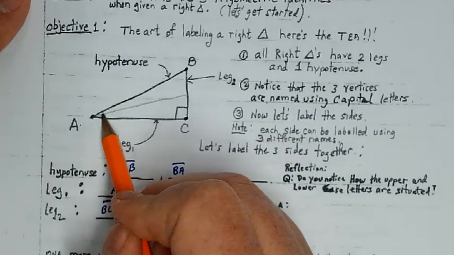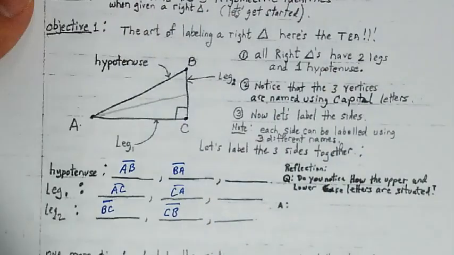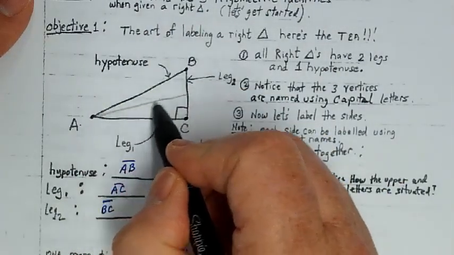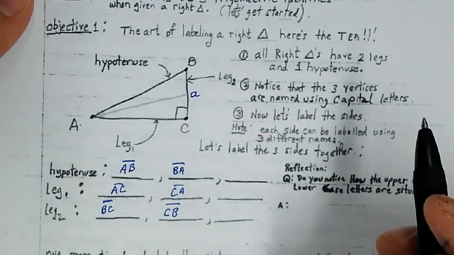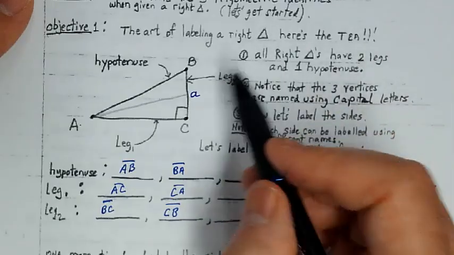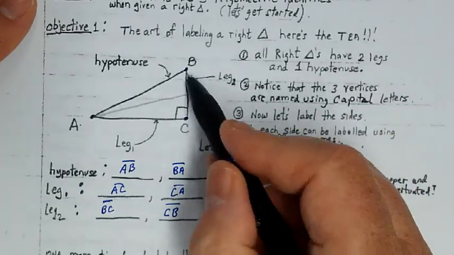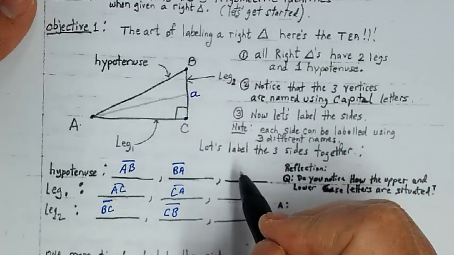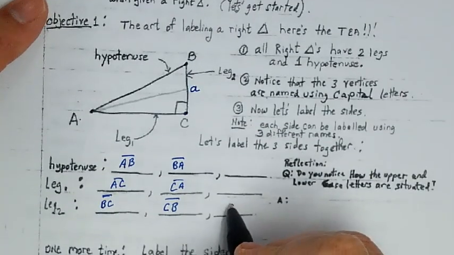So if that's angle A and you draw that imaginary line, that touches the opposite side of A. And the opposite side of angle A has a name. It's called lowercase a. So the line segment BC is also known as the line segment CB, but it's also known as lowercase a. So leg number 2 has another name. It's called side A.